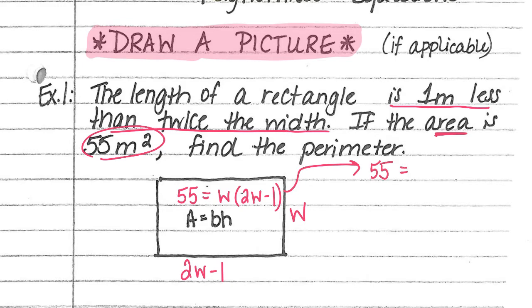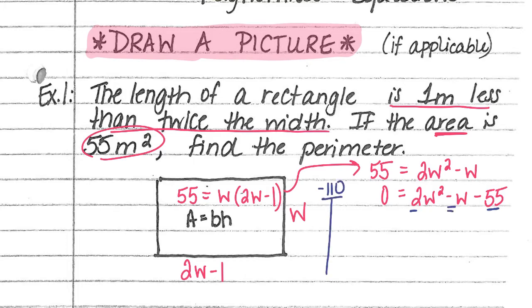Remember that all quadratics, I'm just going to distribute here, 2W squared minus W, all quadratics need to equal 0. Is this equal to 0? No. So we're going to subtract the 55 over. And now we're going to go back to that factoring. We're going to take first times last. What are the factors of negative 110 that add up to be a negative 1? Well, I know that 11 and 10 multiply to give me 110, and they would add up to be a negative 1 if the 11 was a negative.